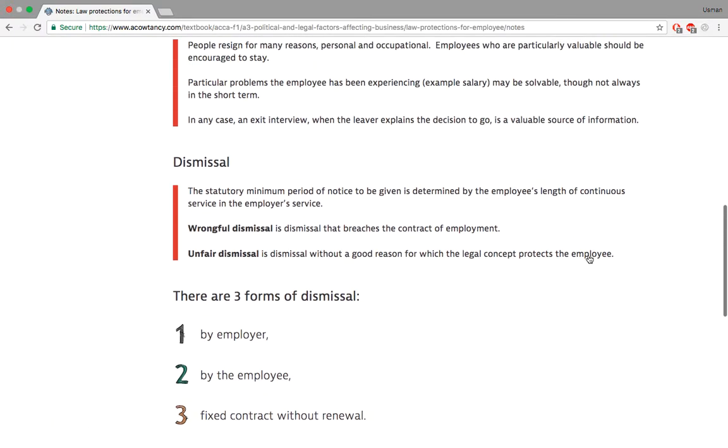Then there's dismissal. Now, dismissal is when the employer fires the employee. It's the most interesting of all because there are 2 types of dismissal. Actually, there are 2 types of dismissal and there are 3 forms of dismissal.